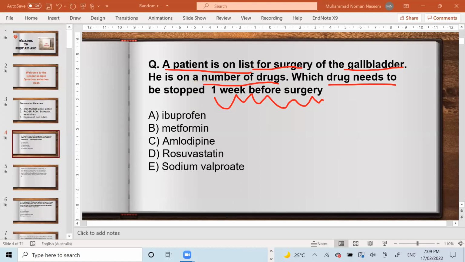And this is an elective case. They haven't given the names of the drugs that the person is on. They can give you that in the exam and you can choose from that as well. They have asked which drug you need to stop 1 week before the surgery, so that the effect of that drug is washed out by the time the patient is having surgery. Option A is ibuprofen. Now, ibuprofen is an NSAID.